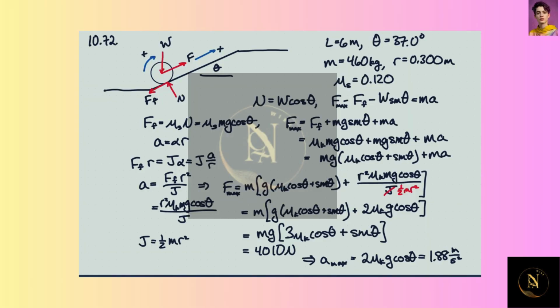So we're trying to move aluminum cylinders from the ground to a loading dock, and we use a wooden ramp here. So here's the ground, here's the loading dock, here's the ramp. And we make it such that it is 37 degrees with the horizontal, and has a length of 6 meters. The mass of this aluminum cylinder is 460 kilograms. It has a radius of 0.3 meters, and we have a static coefficient of friction of 0.12, so it's pretty slippery here.